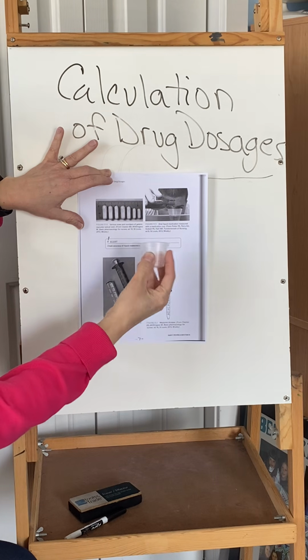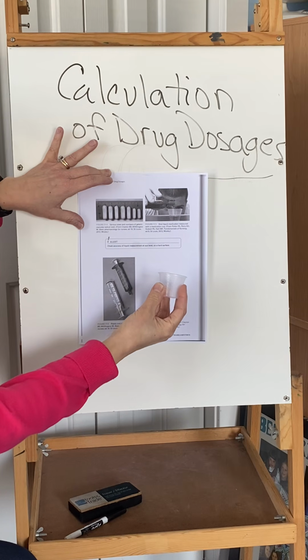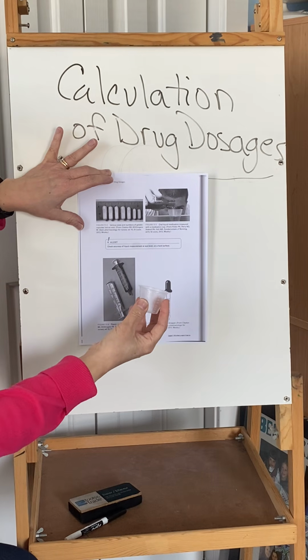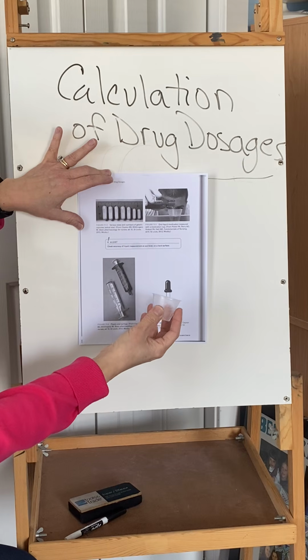cc's. We learned way back last time in Med 103 that a cc is equal to a milliliter. And I think you also had it when we talked about the metric system last week. A cc is the same thing as an ml. Okay.